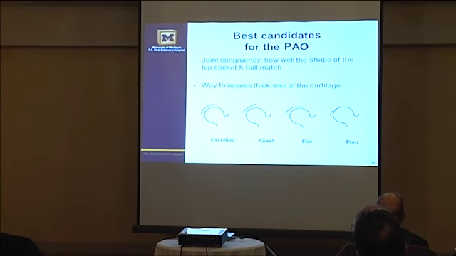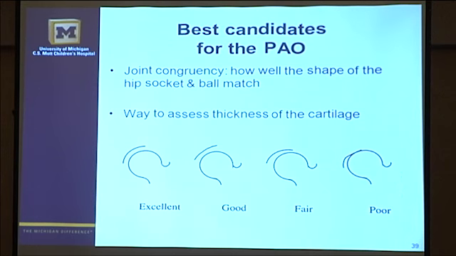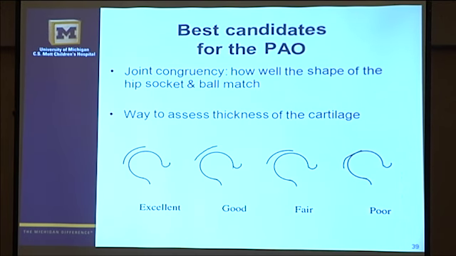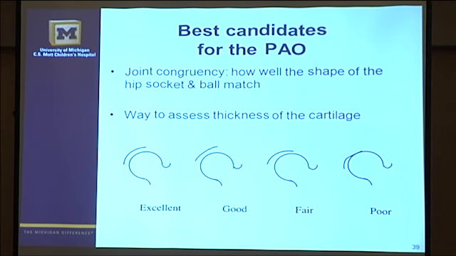Whereas if you look here, this is the diagram of a hip with poor joint congruency. The shape of the acetabulum and the femoral head do not match. There is thinning or even complete disappearance of the joint space, implying thin or maybe even completely eroded cartilage.